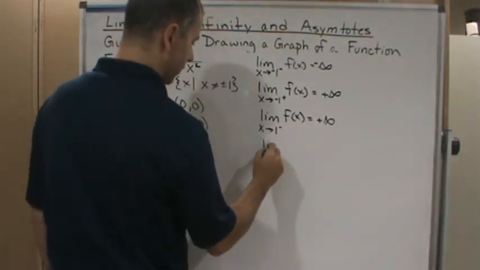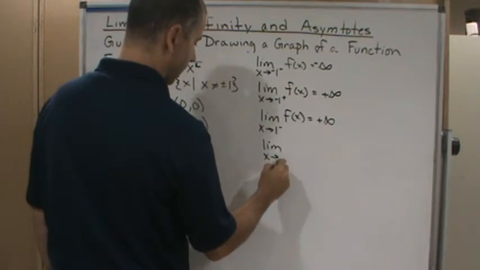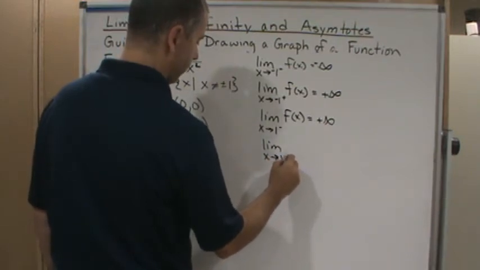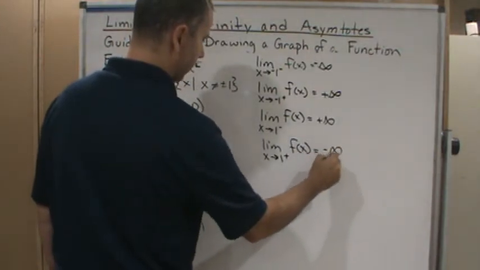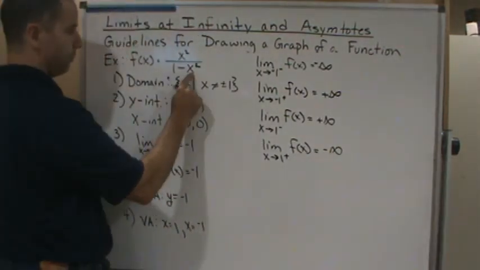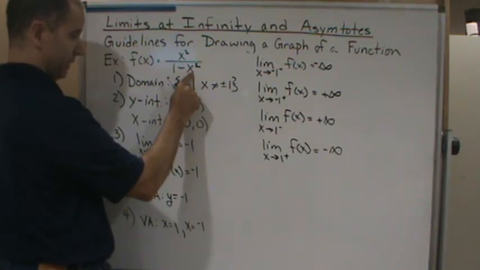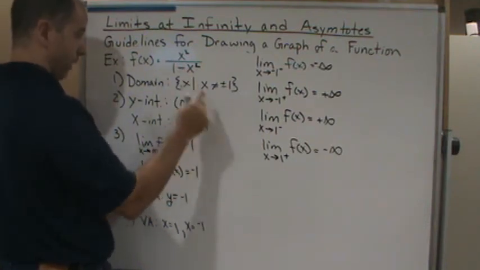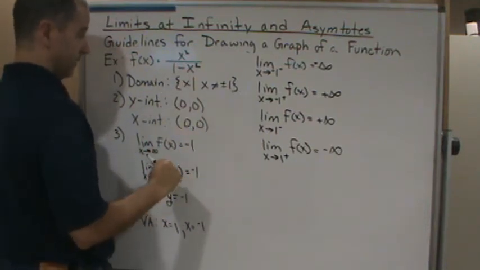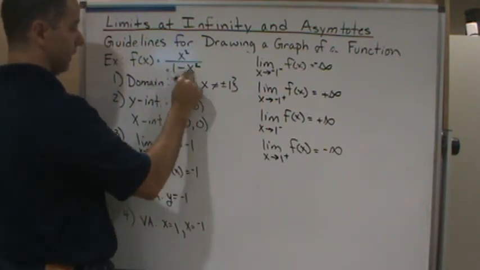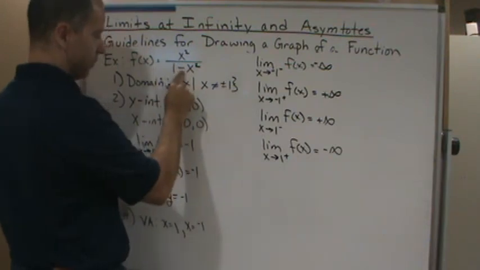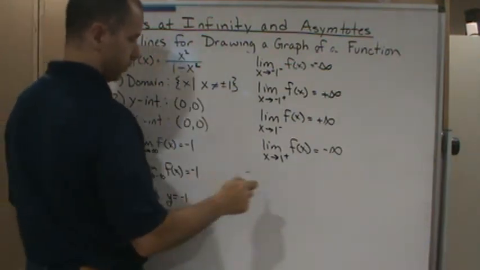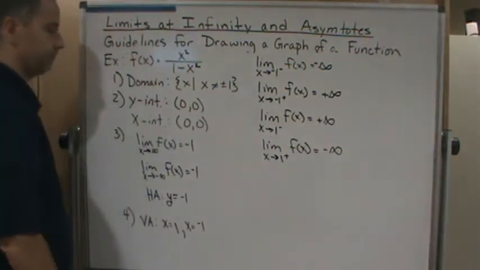And if I go to positive 1 from the right, well, guess what? It's going to end up being negative infinity. Why? Because now I'm putting in something slightly bigger than 1. If I square it, I still get something slightly bigger than 1. And I'm going to get something negative on the bottom and positive on top. The bottom is going towards 0. This is going towards 1, so I go to negative infinity.